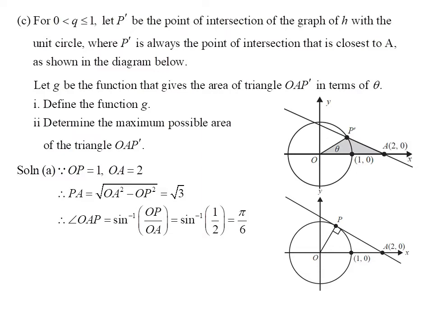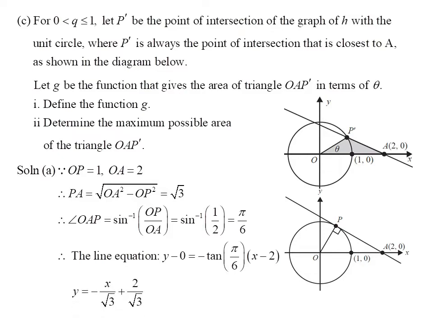Hence, the line equation is y minus 0 equals negative tangent of pi over 6 times x minus 2 all in parentheses. After being simplified, the line equation becomes y equals negative x over square root of 3 plus 2 over square root of 3 as required.